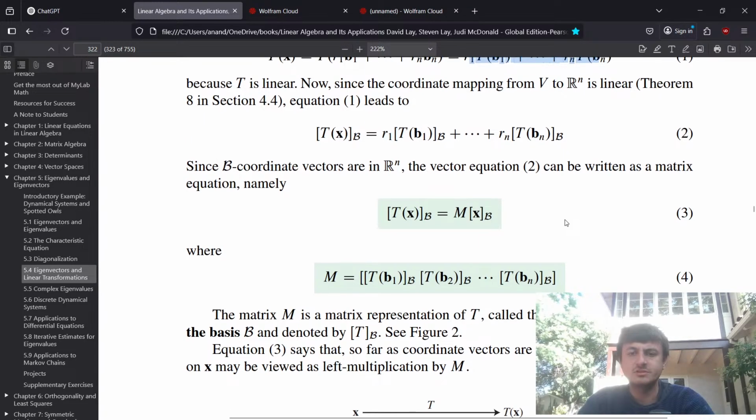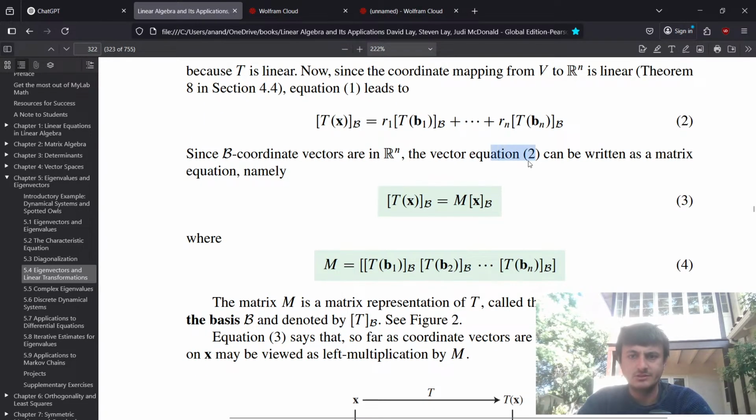Okay, since B coordinate vectors are in R^n, the vector equation can be written as a matrix.